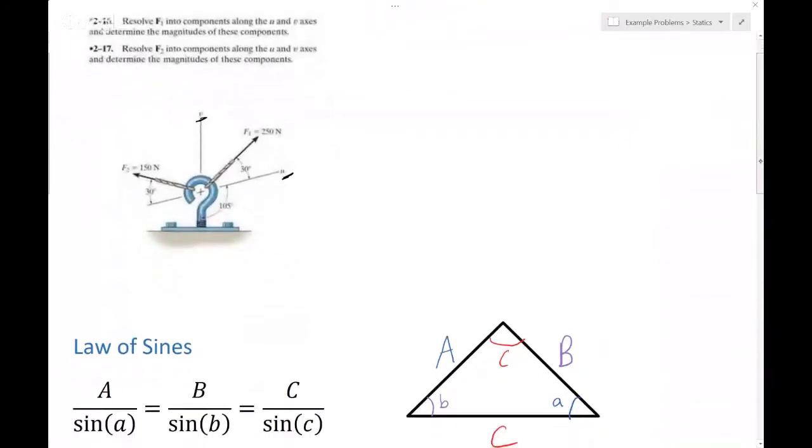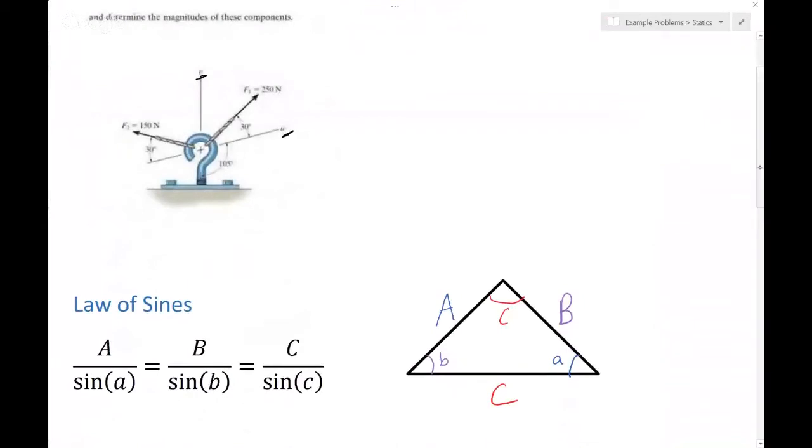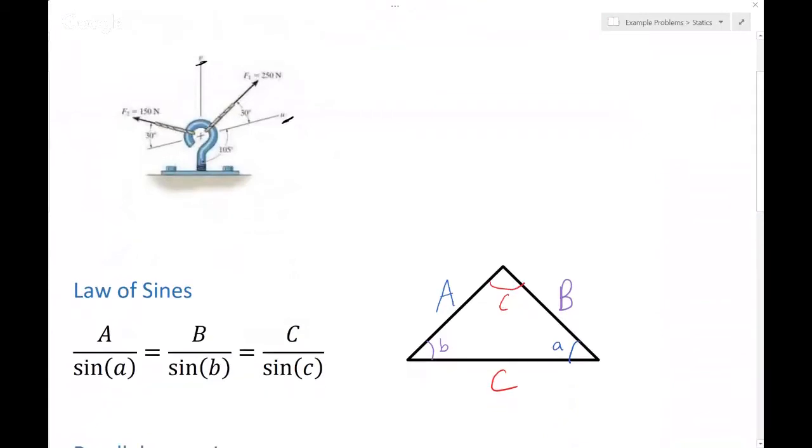So to resolve this along the V and U axis, we're going to rely on using the law of sines, which is basically just stated as A divided by sine of A is equal to B divided by sine of B, which is equal to C divided by sine of C. It is described by this triangle here, where the C, or the larger letter, is the opposite side and the smaller is the angle within the triangle with respect to that side.